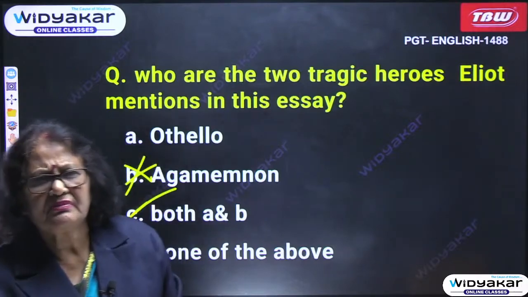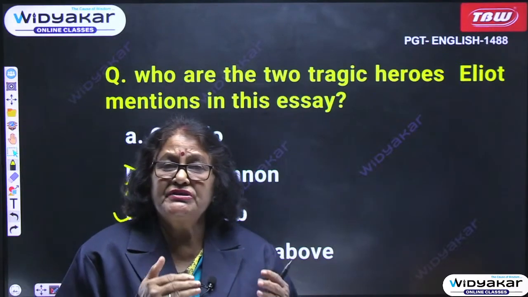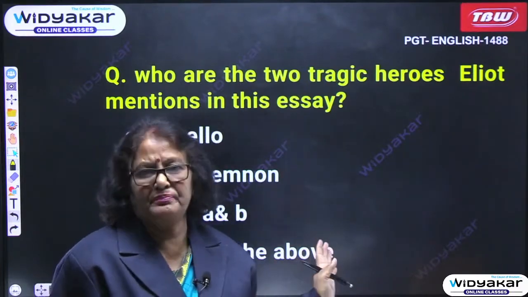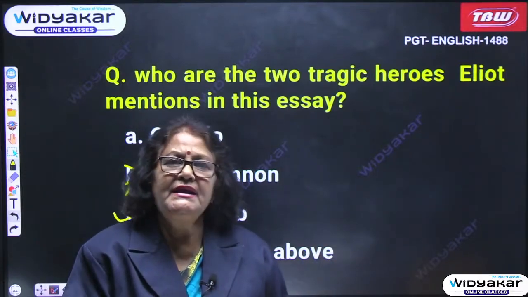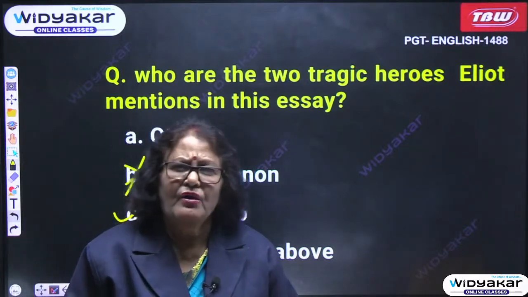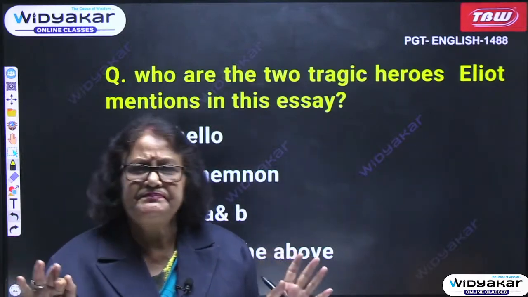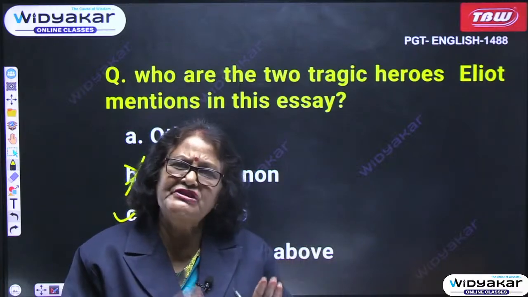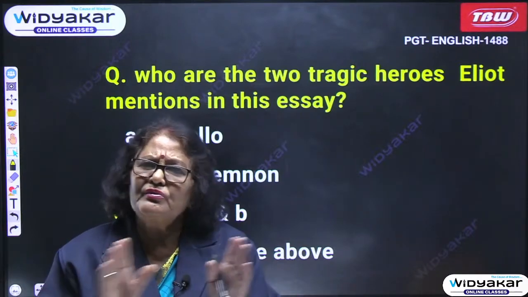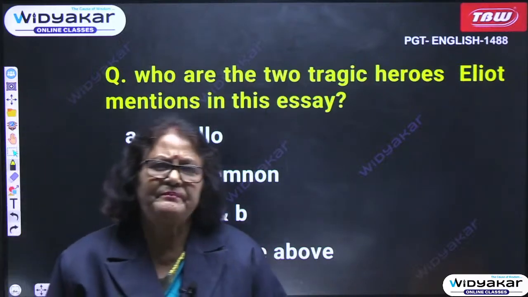Now, in which context? It is about personal feeling, emotional feeling. This question is based on that, and in this context, Eliot refers to both Othello and Agamemnon. Othello kills Desdemona. Othello suspected his wife Desdemona of having an affair with Cassio, so he killed his wife Desdemona.